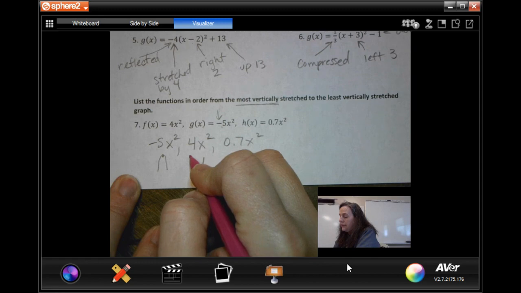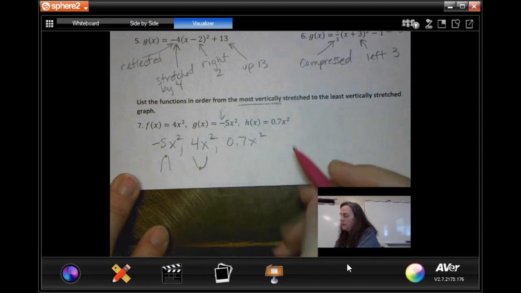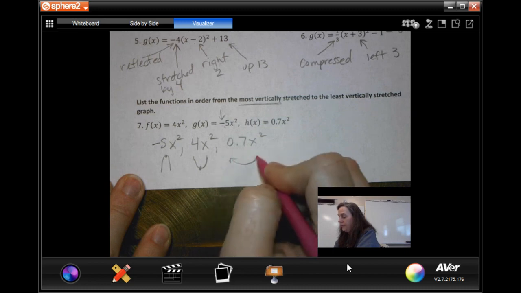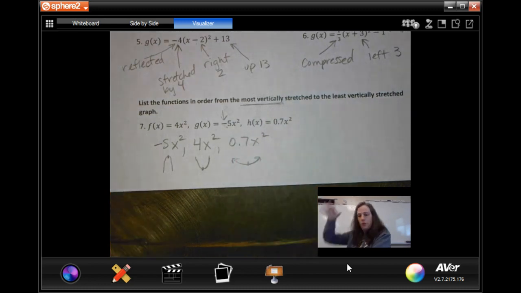I'm going to draw a picture. So he's not stretched quite as much, even though he's a smiley. And this guy's more like this, like a big fatso pushed down. All right, let's turn that over.